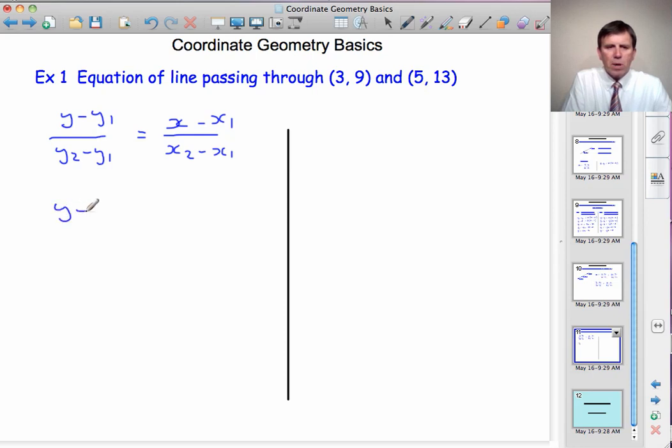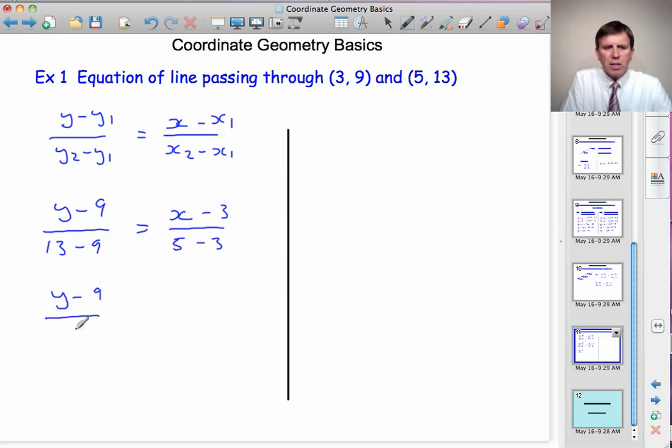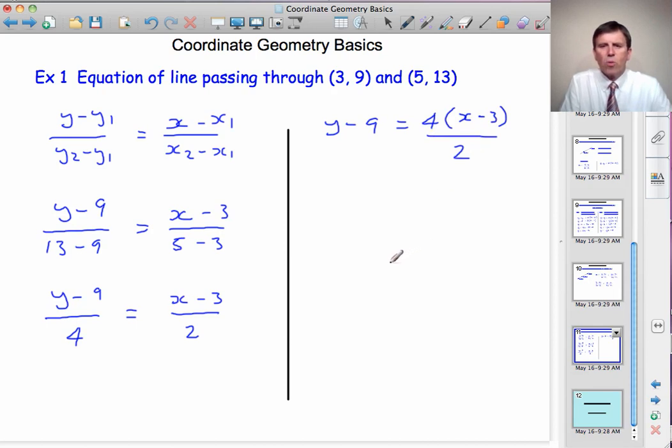So that gives me y minus y1, so it's y minus 9, divided by y2 minus y1, 13 minus 9. And that's equal to x minus x1, so it's x minus 3, divided by x2 minus x1, 5 minus 3. And now we can simplify the denominators, and we get y minus 9 over 13 minus 9 is 4, and that's equal to x minus 3 over 5 minus 3 is 2. And now I'm going to multiply the equation through by 4 to get rid of the denominator on the side of the y. So that's y minus 9 on the left hand side is equal to, and I need to multiply the right hand side by 4, put it in a bracket because I'm multiplying it all by 4, and I get y minus 9 is 4 bracket x minus 3 over 2.